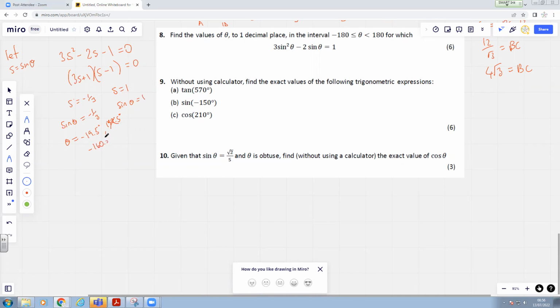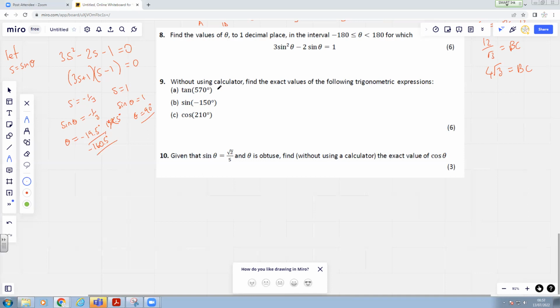Because remember, once you've found your two principal solutions, minus 19.5 and 199.5, you can just add or subtract 360s to either of those values to try and make sure you get more answers in the range. But that's only going to give me those two, I think. And this one's just going to give me theta is 90. And so I get, sorry, I'm writing sideways here, but I get 3 answers there.